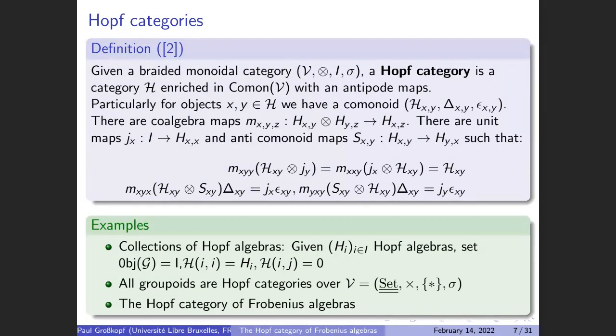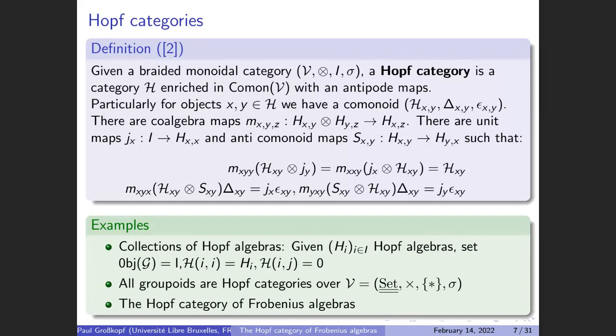So for a braided monoidal category, a Hopf category is just a category that is enriched in comonoids, and we have an antipode map. So particularly for 2 points, we can consider the Hom spaces, and these should be comonoids, so for every 2 points I have a specific co-multiplication, a specific co-unit, and the composition of arrows should be a map in the category of comonoids. And the same holds for the antipode, but here we have to reverse the multiplication just by the way we compose arrows.